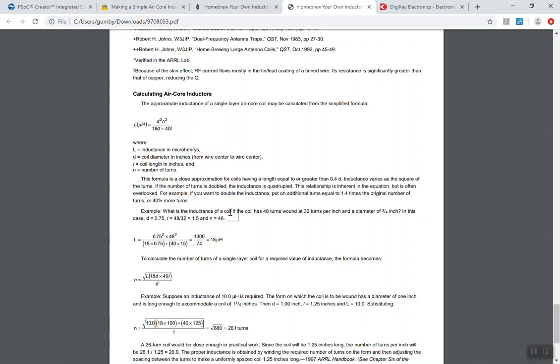What is the inductance of a coil if it has 48 turns, wound at 32 turns per inch, and a diameter of 3/4 inches? So then it gives you all the numbers here that you can compute, and then it gives you, okay, well, what is the inductance, and then it becomes 18 microhenries. And then you can also run the formula backwards. So it's kind of interesting. You can build your own coils.